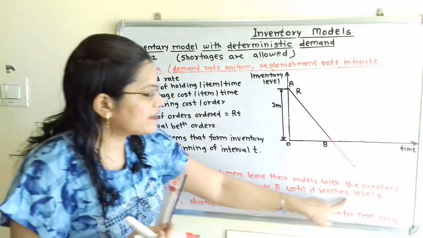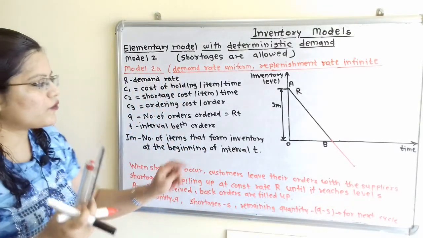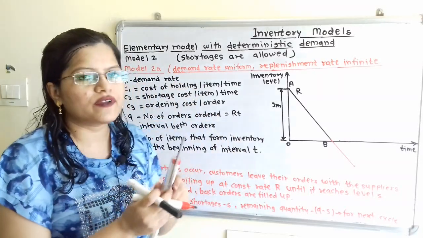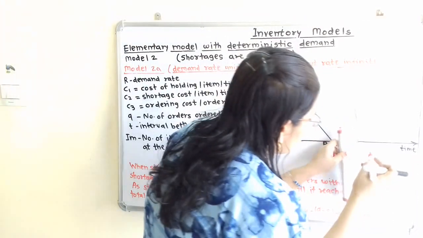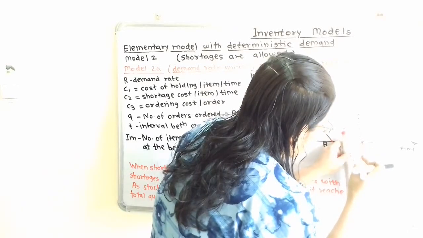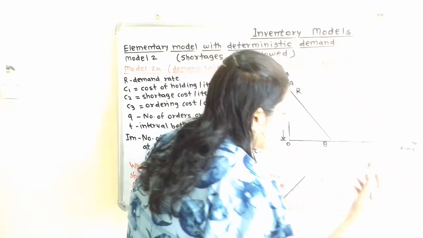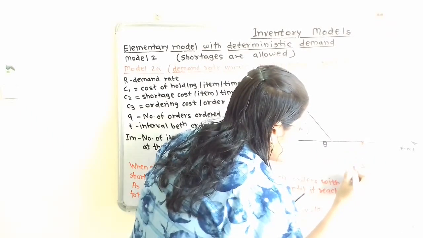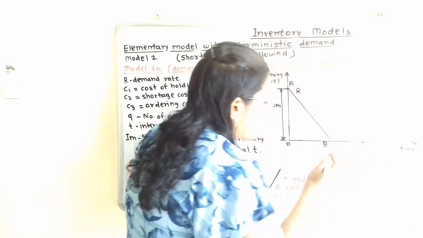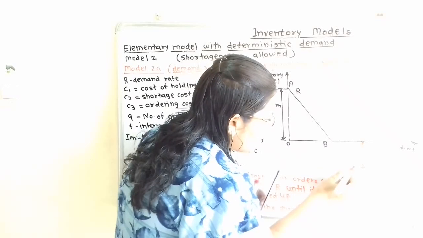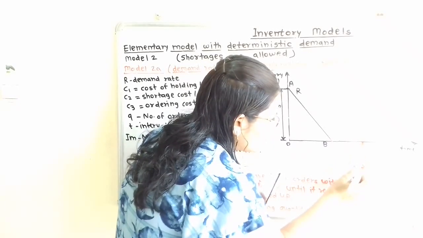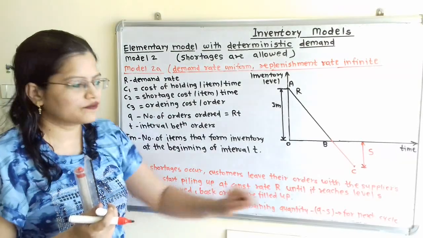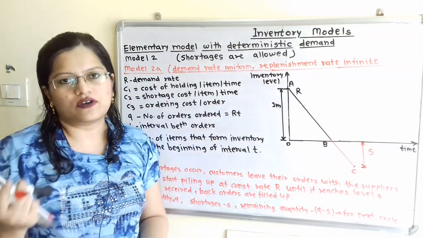And until it reaches level S, we have to end this point at some level S. Now we will show here the level S with the help of a vertical line. So here is level S. Now I will indicate this point as point C. When the shortages reach point C, that is the shortage level S, then what is happening? Then we have to place an order.